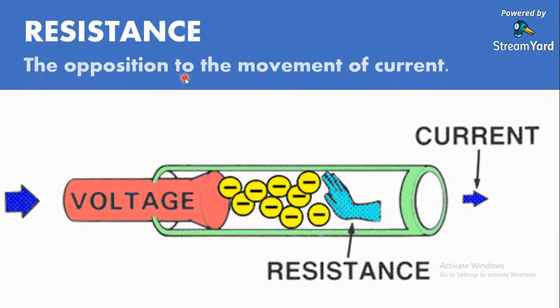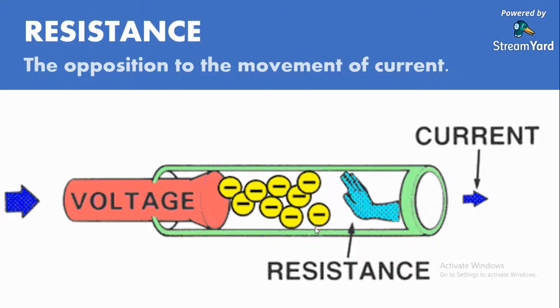So, resistance is the opposition of the movement of the current. Ibig sabihin ng opposition, siya yung nagre-resist o siya yung parang pumipigil. So, ayan. So, makikita nyo sa illustration natin, ito nga yung voltage natin, katulad ng sinabi ko, siya yung nagpo-push dito sa ating mga charges, so yung current, and then si resistance naman yung nag-o-oppose sa movement nila.